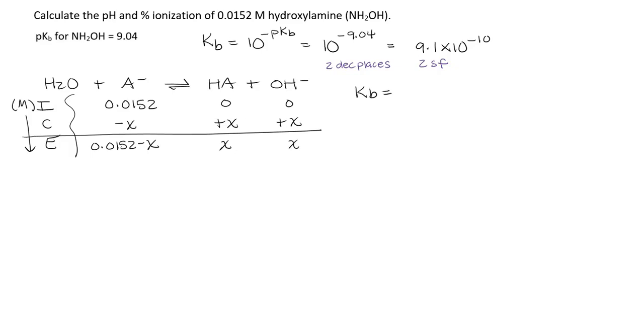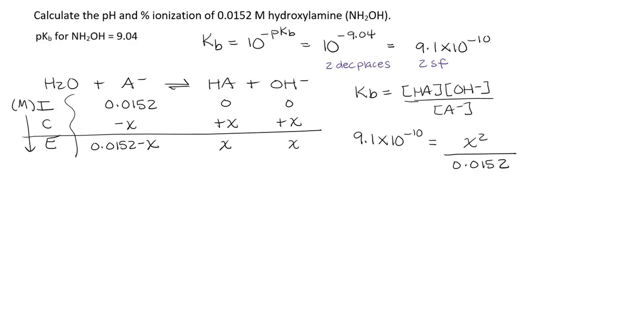For our mass action, we have Kb equals HA times OH minus divided by A minus. Plugging in our values, Kb 9.1 times 10 to the negative 10 equals x times x, or x squared, divided by 0.0152. So we ignored the change in x, and we're going to check it when we're done.